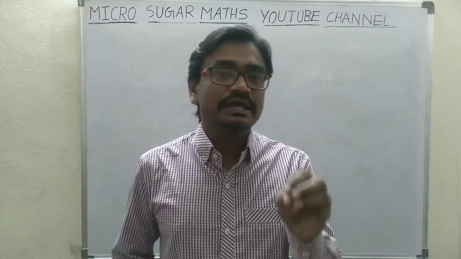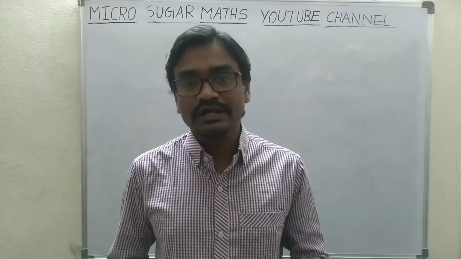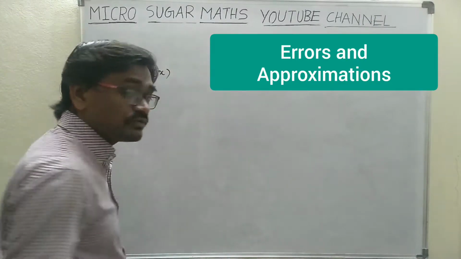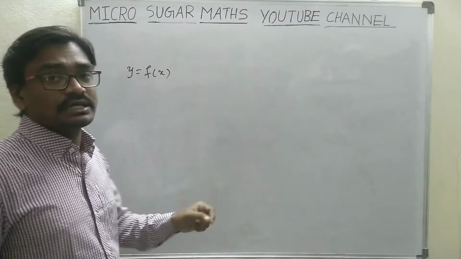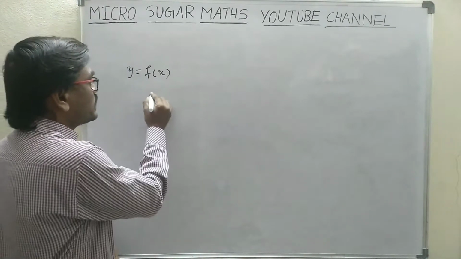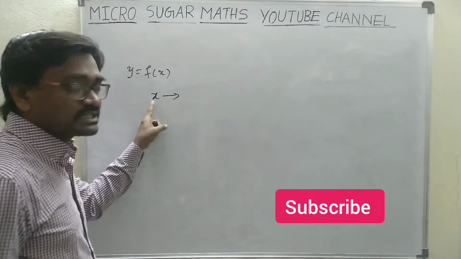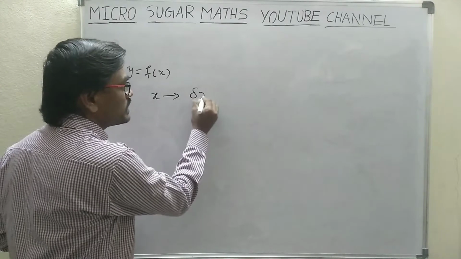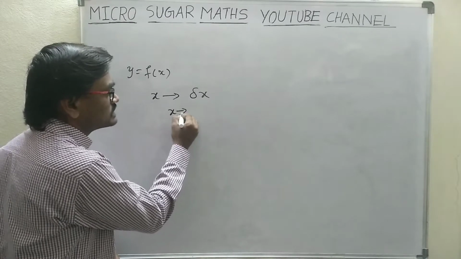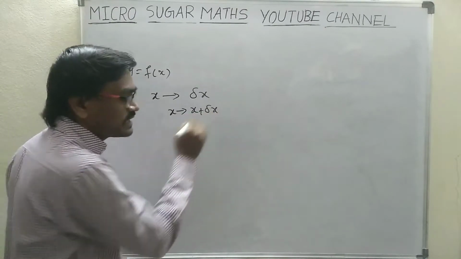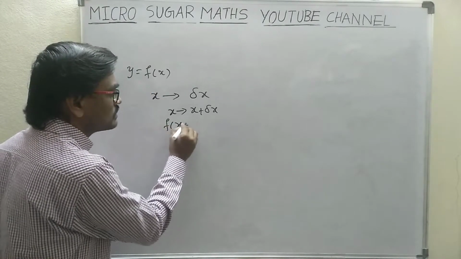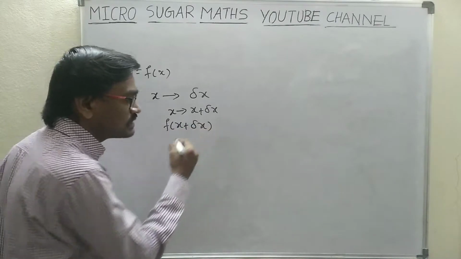Today our topic is errors and approximations. Let us see, students. y is equal to f of x is a function. Here x is an independent variable and y is a dependent variable. Now students, increase the x value by a small quantity, delta x. Then what is our new x value? Our new x value is x plus delta x. Next, what is our new function value? The new function value is f of x plus delta x.